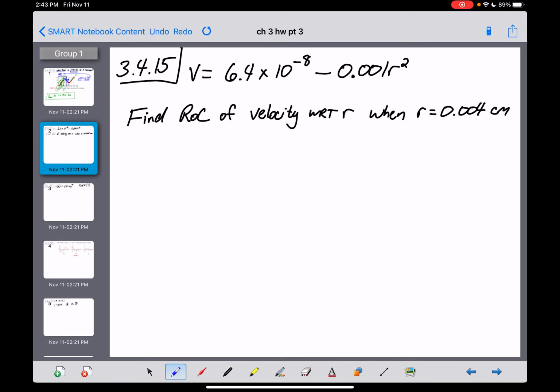In number 15 here in section 3.4, they've given you a function that was the velocity of, oh, I lost this in front of me, guys. Something like blood flowing through a thing. Well, it doesn't really matter. All right, so you've got a velocity function.